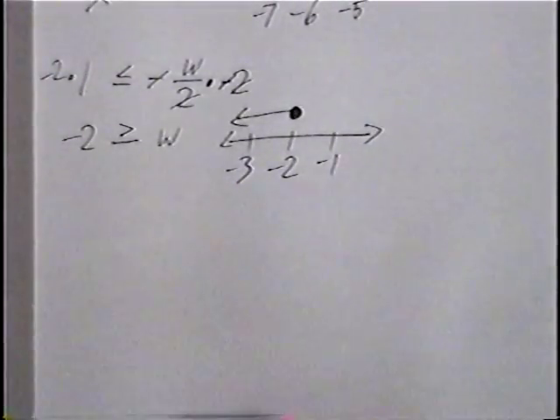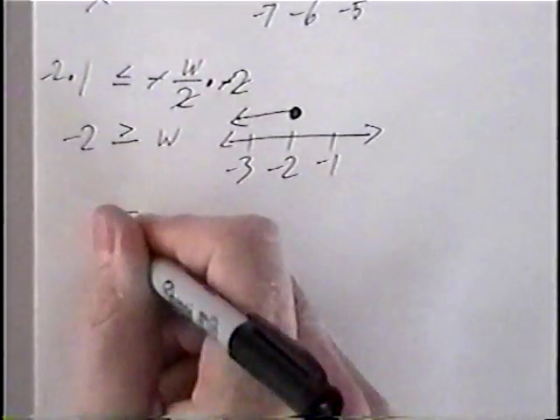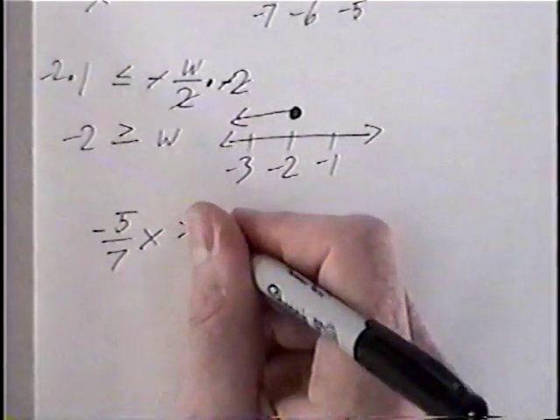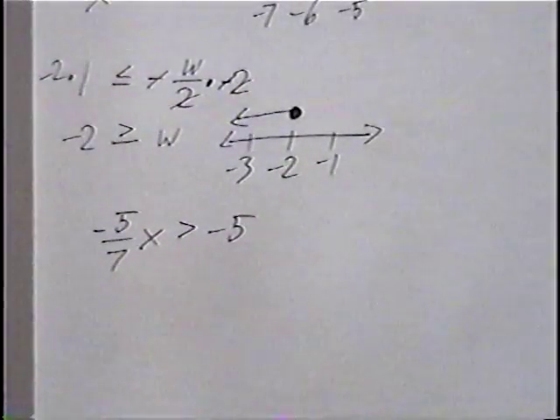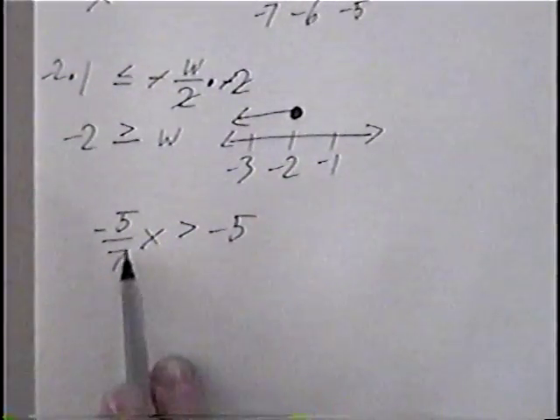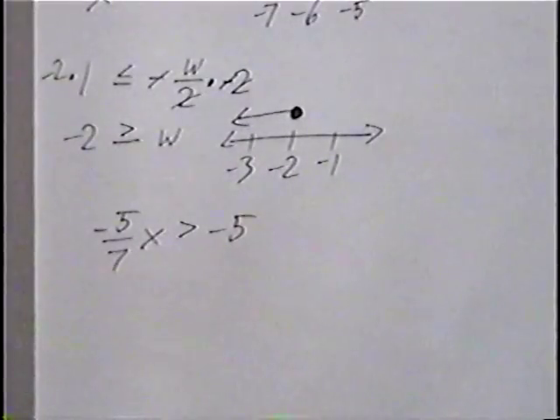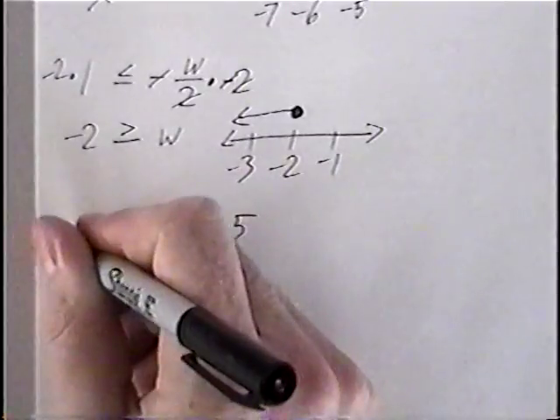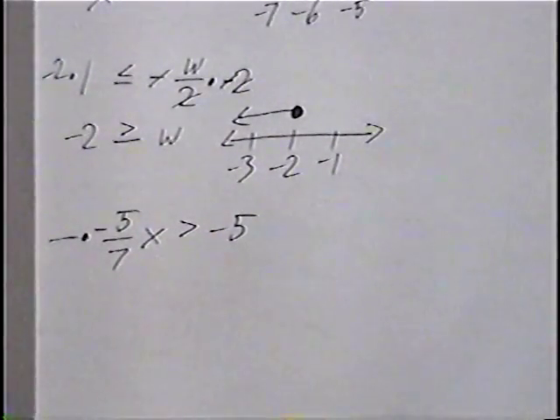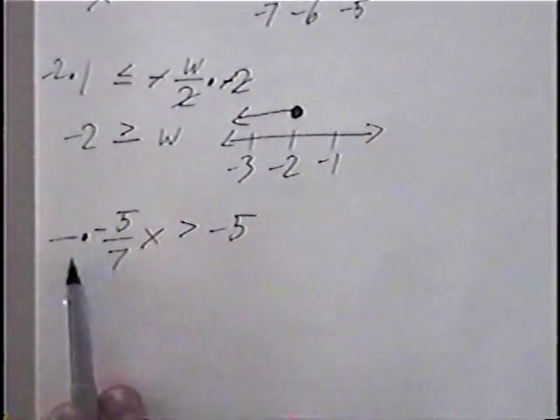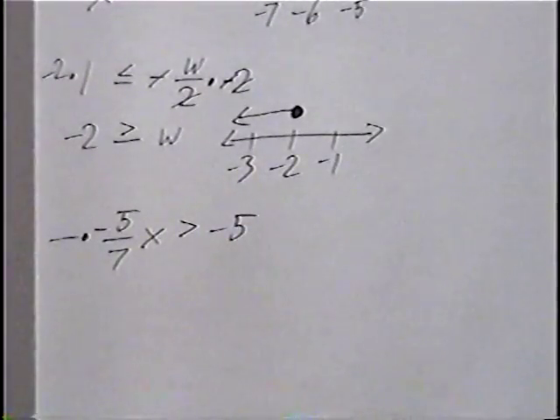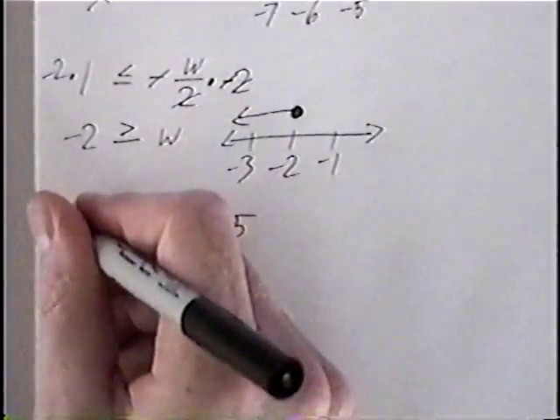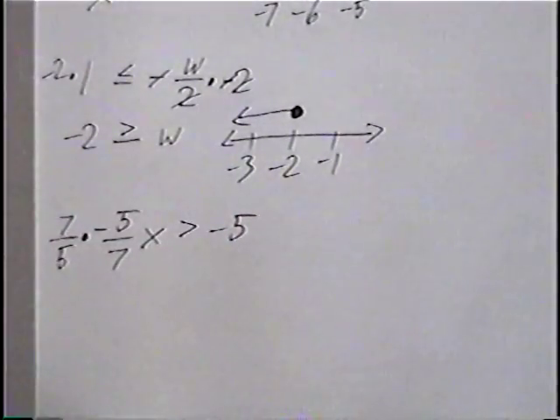Last problem for the section. We have negative 5 over 7, x greater than negative 5. This time we have a fraction with two numbers that we want to get rid of. If you remember from previous chapters, we can multiply by a fraction to cancel out this fraction. And the fraction we'll multiply by is called the reciprocal, where we flip the fraction upside down. So instead of 5 over 7, we'll make it 7 over 5.